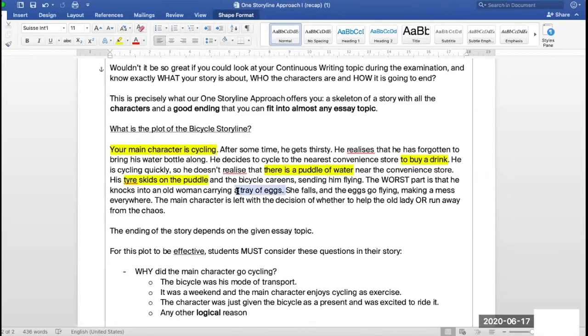Regarding the tray of eggs, you can change this accordingly. It doesn't necessarily always have to be a tray of eggs. It can be groceries. It can be all her items in her bag splayed all over the floor. You can talk about that also. After that, there's a mess everywhere and the old lady is injured. So you are left with the decision of whether you want to help the old lady or run away from the chaos. Either option is fine. The ending ultimately would depend on whether the topic is positive or negative.